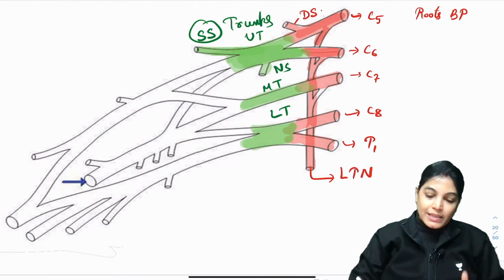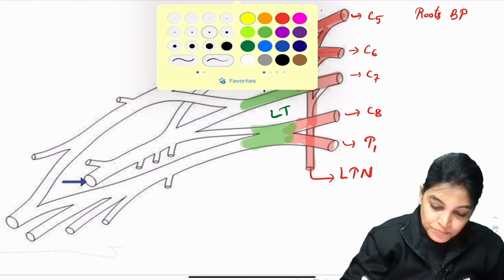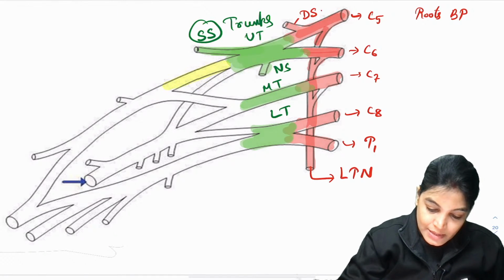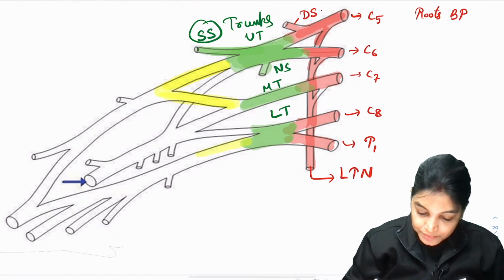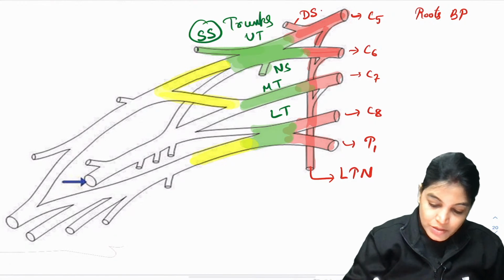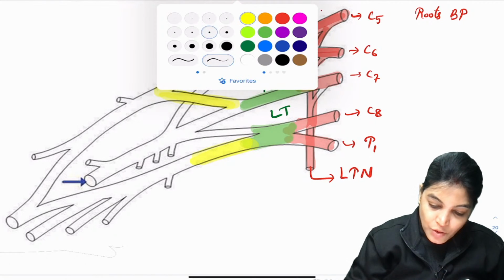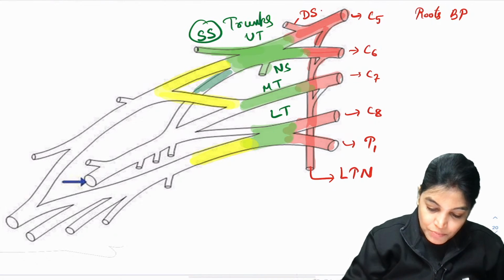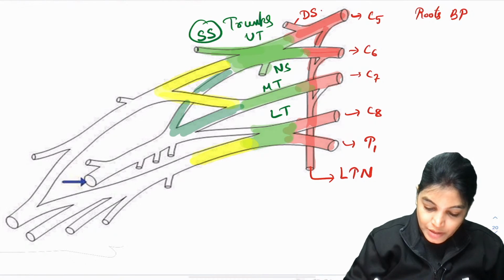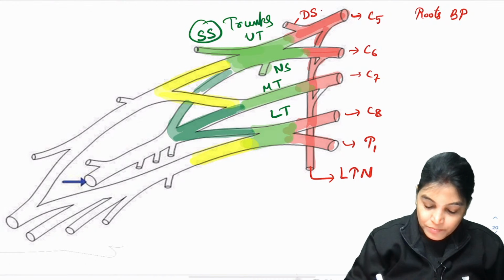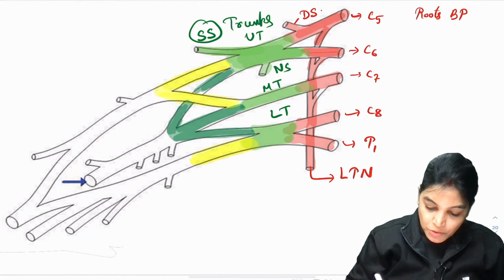What is next is the division. So, let's see the division. Here, these are the anterior divisions. This is the anterior division of the upper and middle trunk, and this is the anterior division of the lower trunk. In the other diagram, these are the posterior divisions of all three trunks, and the posterior divisions together form the posterior cord. So, this will be the posterior cord.